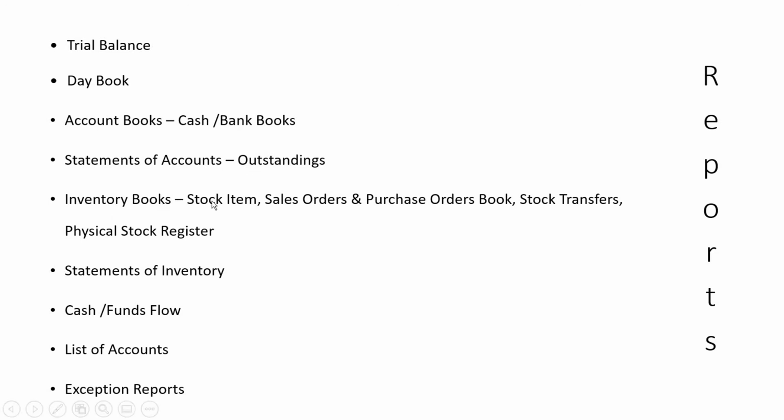Under inventory books again we have a list of options: stock items, sales order, purchase order book, stock transfer, physical stock register, then statement of inventory, cash/fund flow.